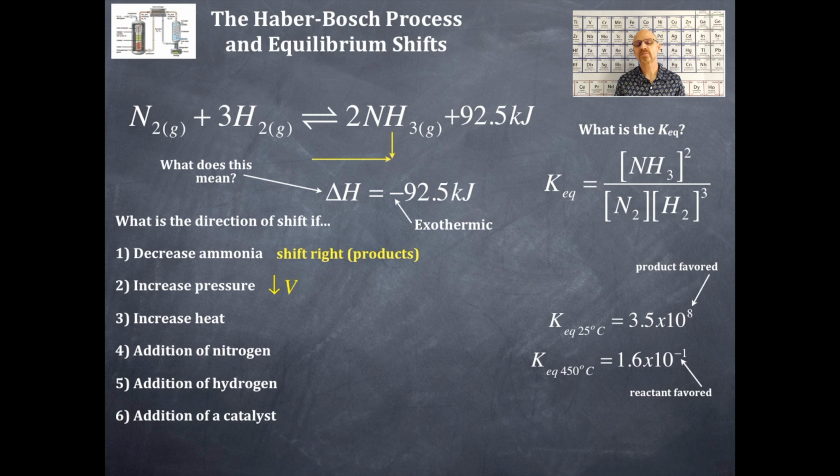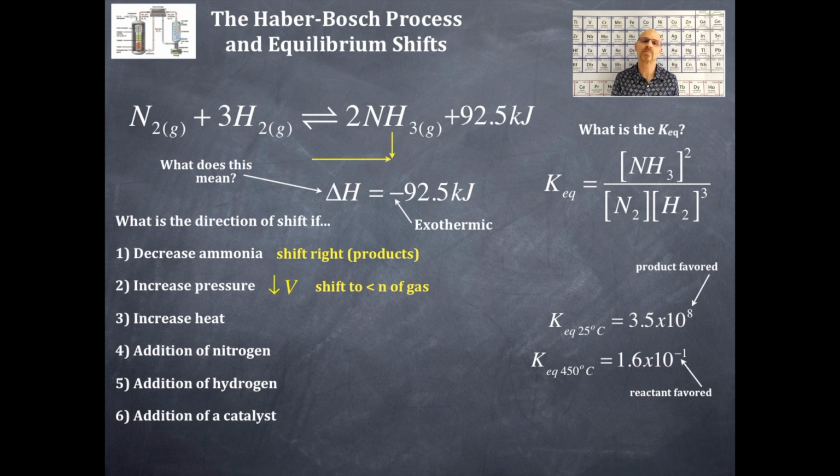Okay, number two, an increase in pressure. An increase in pressure means a subsequent decrease in volume. If there is a decrease in volume, then there's going to be a shift to the side with the fewest number of moles of gas. Remember, you do whatever the volume does, but in terms of moles of gas. If the volume is going down, you go to a decreased number of moles of gas.